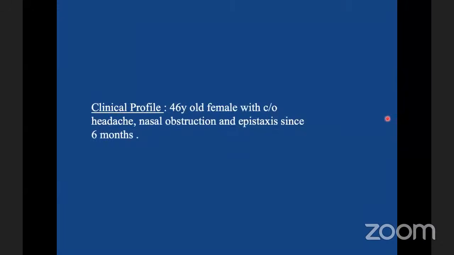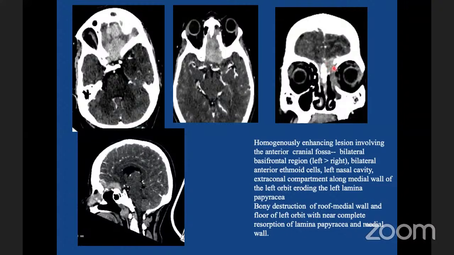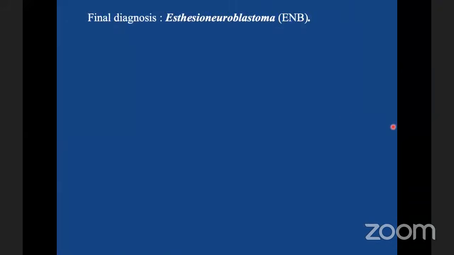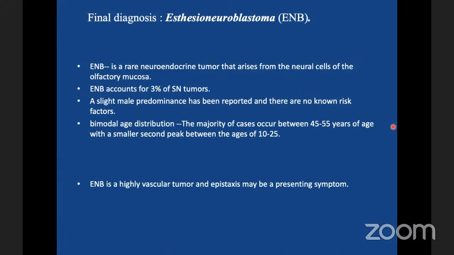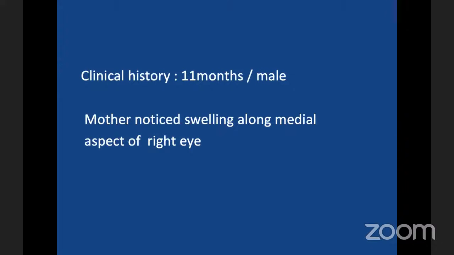Another patient with epistaxis, headache, nasal obstruction. You have a lesion which now has an intracranial extension along the base of the anterior cranial fossa with erosion of the cribriform plate and fovea ethmoidalis. This turned out to be an esthesioneuroblastoma. So yes, there is a confusion when it comes to ethmoidal cell tumor and esthesioneuroblastoma. I'm not going to read all this because I'm falling short of time.